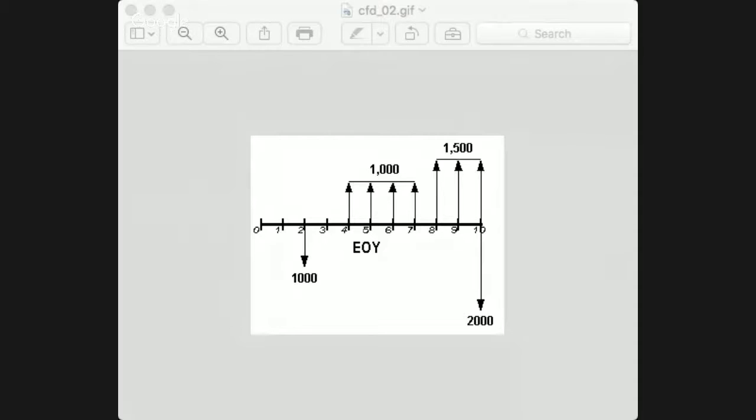We spend $10,000. At the end of years, which is what EOY stands for, end of year 4, 5, 6, 7, those 4 years, there is $1,000 positive cash flow each year. So the $1,000 above that line indicates that it's the same each and every year. It's not $1,000 total. It's $1,000 each year.